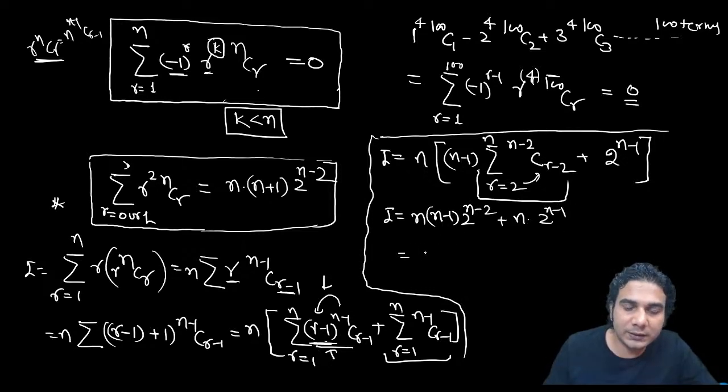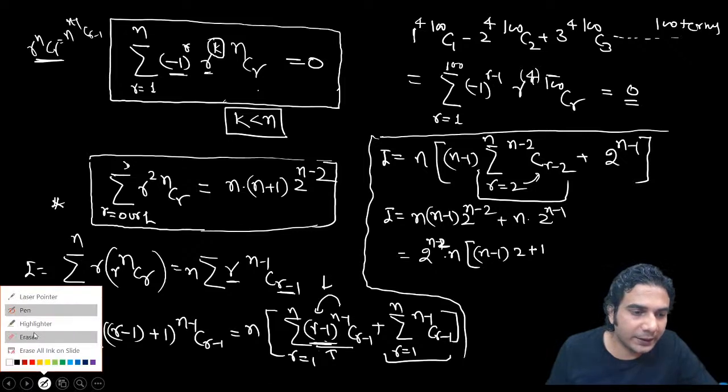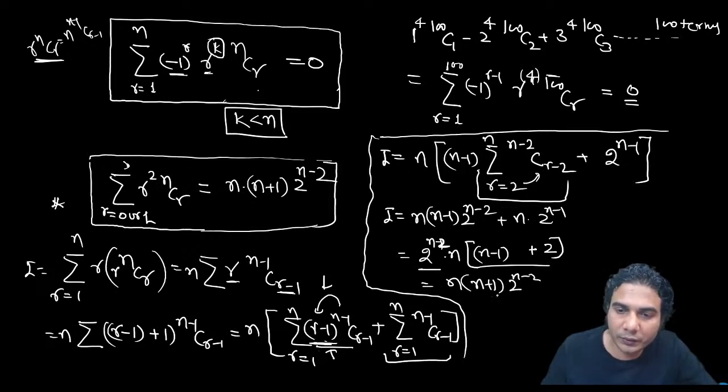Okay. Now take this common, 2 raised to n minus 2 into n. It is going to be n minus 1 into 2 plus 1, all right? So n minus 2 will be common. What is remaining? 2 will be here. So it is going to be n into n plus 1 into 2 raised to n minus 2. Okay. So this is the answer. You need to remember this value.